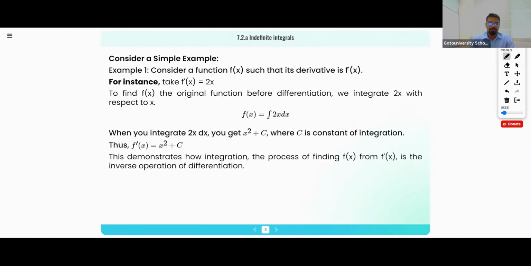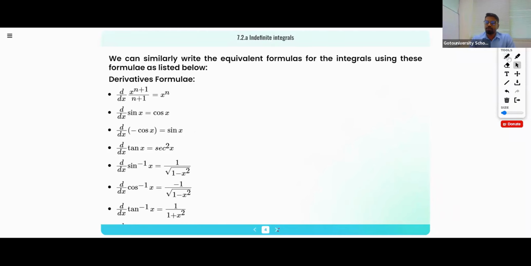So now we have to recall our differentiation concept. Let me show you the functions which we differentiated in the last class. We know d by dx of x power n is n into x power n minus 1. Let me now rewrite this as d by dx of x power n plus 1 divided by n plus 1. Now what will happen to this?